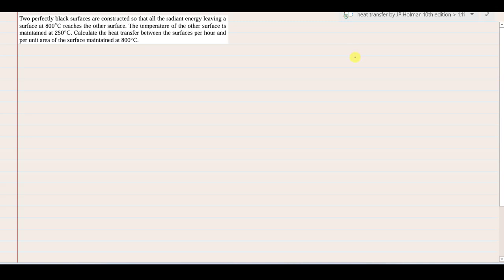Let's say this is surface 1, that is maintained at a temperature of 800 centigrade, and there is another surface that is at a temperature of 250 centigrade. So the radiant heat transfer will take place from the higher temperature surface to the lower temperature surface, and we need to calculate how much heat is transferred per unit area per hour. So heat transfer per unit area is our requirement to calculate.